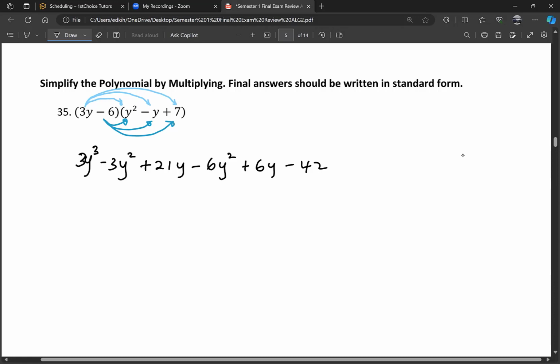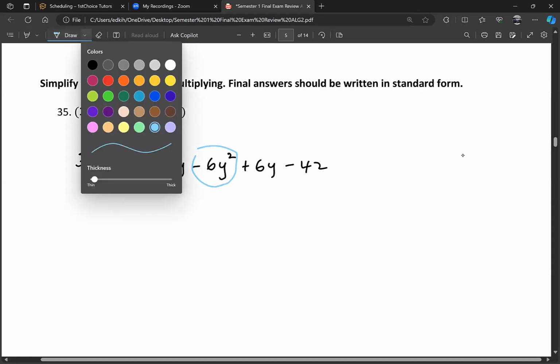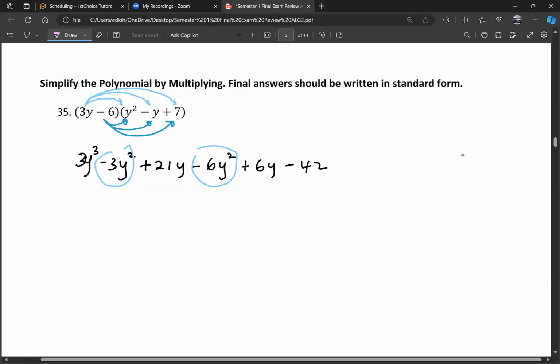And then, of course, you examine to make sure that you don't have any like terms. If you do have like terms, then you want to combine them, of course, right? So do we have like terms? We do have like terms. These. Okay, let me color code this again for you. We have the 21y. And that's about it.